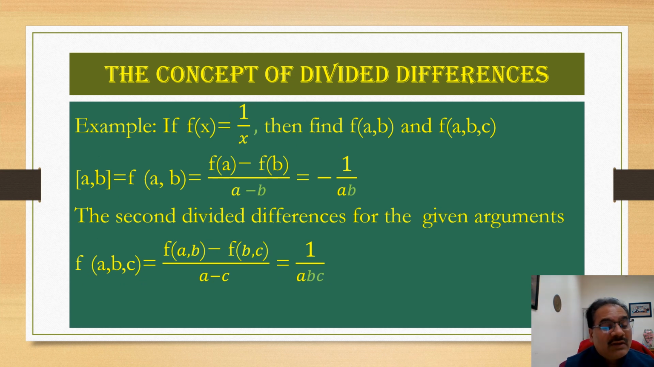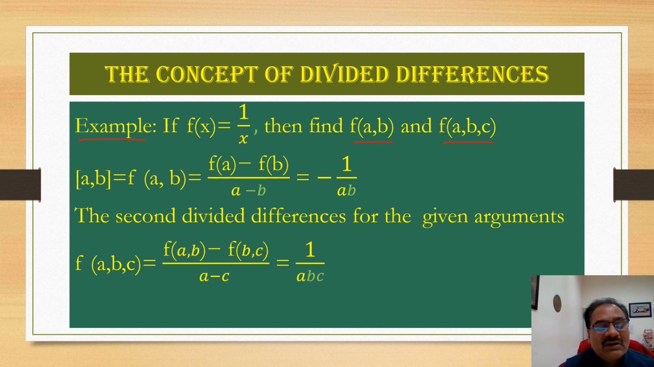Now, for example, let us look at this operator. If f(x) is 1 by x, then find f(a, b) and f(a, b, c). The meaning is this: for a and b, the first order divided difference is f(a, b), which is f(a) minus f(b) divided by a minus b.